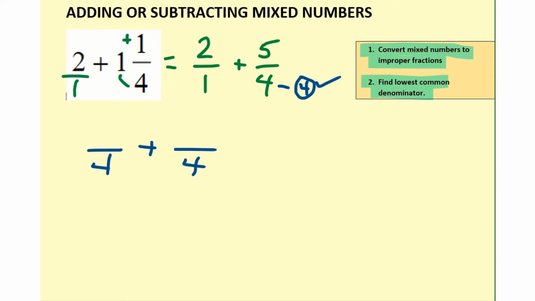Well, how am I going to change this 1 into this 4? I'm going to say 1 times 4 to get to that 4. And if I do the denominator times 4, I also have to do the numerator times 4 to keep it balanced and equal. So that means I am going to have 2 times 4 equals 8. So I have now converted 2 over 1 to a fraction with the common denominator 4.